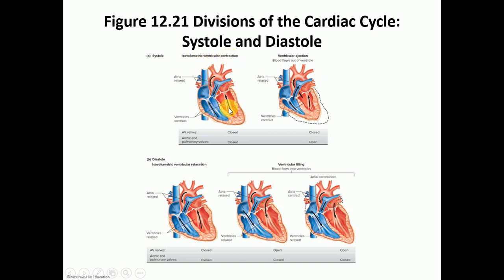The pressure inside of these ventricles is going to increase. When it gets higher than the pressure found in the aorta or the pressure found in the pulmonary trunk, that is going to open up these semilunar valves. So you'll see in the part known as ventricular ejection, opening up of the semilunar valves while the mitral and the tricuspid are still shut. Okay, so now these ventricles contract, it will push blood into the aorta and into the pulmonary trunk.